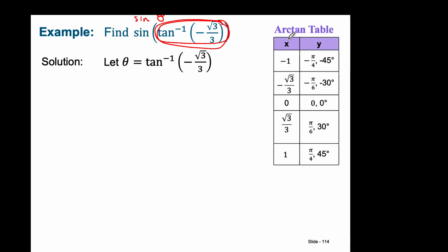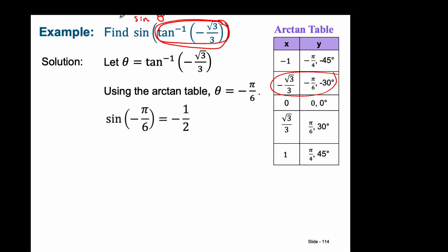If we refer to the arctangent table, we will find that our theta is equal to negative pi over 6. Now let's use that information, and if theta is negative pi over 6, we get to change this original expression into just sine of negative pi over 6. Doesn't that look so much nicer from here to here?